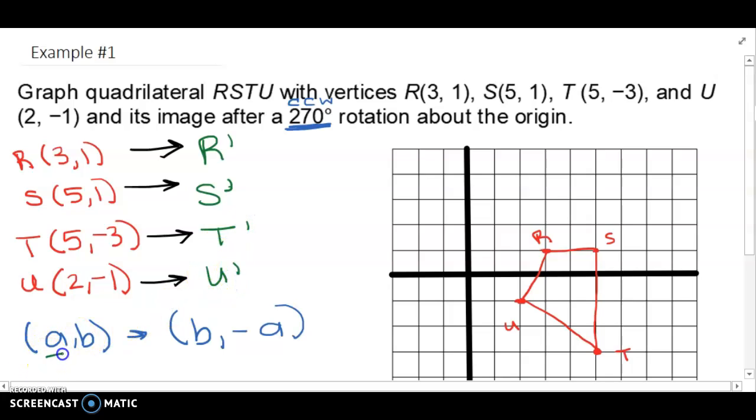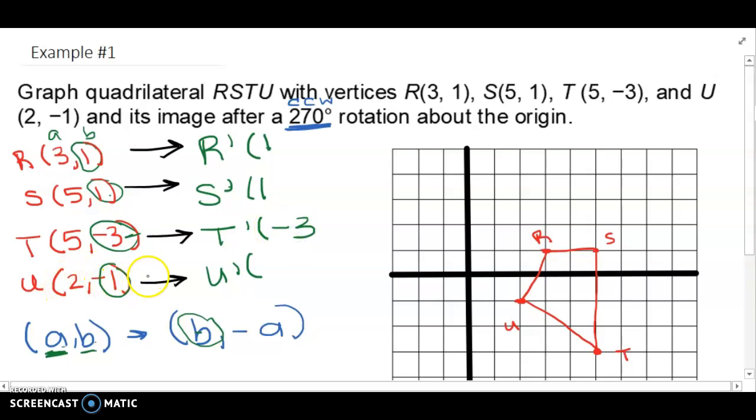Okay, so notice what's first is now my second coordinate here. So my A goes to a B, and my B's here. So the first coordinate of each one of these, all I'm going to do is take this B. Remember, this is A, this is B. I'm going to take this B here. So first coordinate of R prime would be 1. First coordinate of S prime would be 1. First coordinate of T prime would be negative 3. First coordinate of my U prime is negative 1. Okay, so that takes care of the first coordinate.